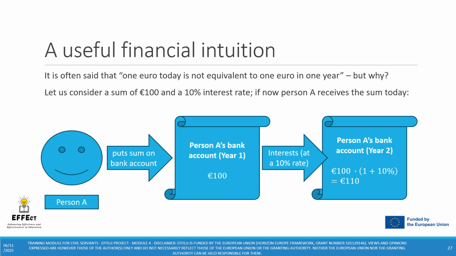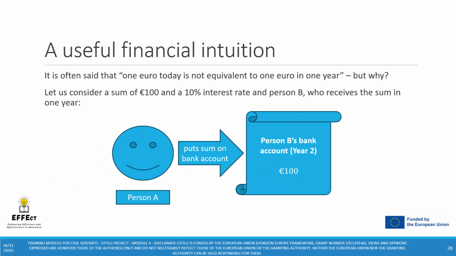Let us consider a sum of €100 and a 10% interest rate. If person A receives this sum today, this person can put the sum on their bank account, which leads to €100 on their bank account. However, after 1 year, this €100 has generated 10% of interest, and therefore person A has €110 on their bank account.